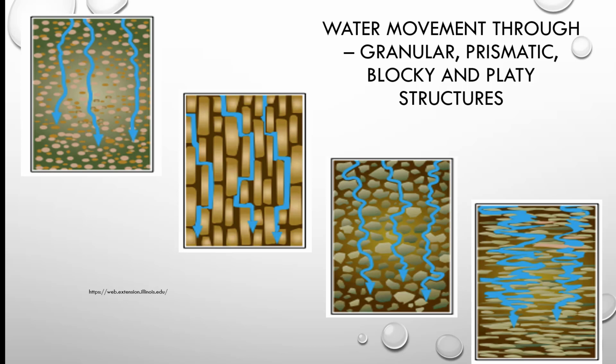And I did want you to see water movement through different structures. We've got granular on the left, prismatic is the next one, blocky is the next one, and platy, which is usually what you find under compacted soils, is the last one. And you can see that's the worst for getting water through soil.